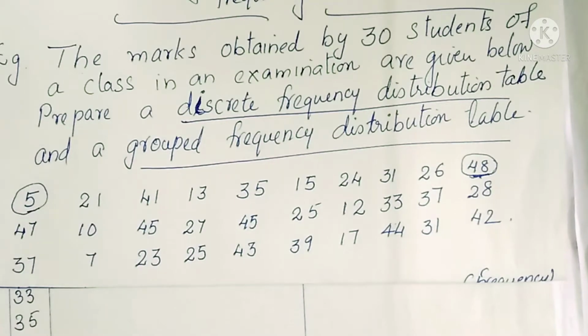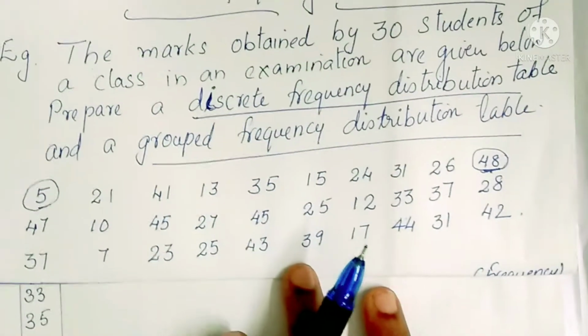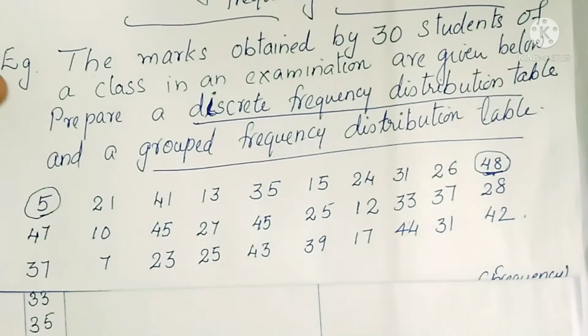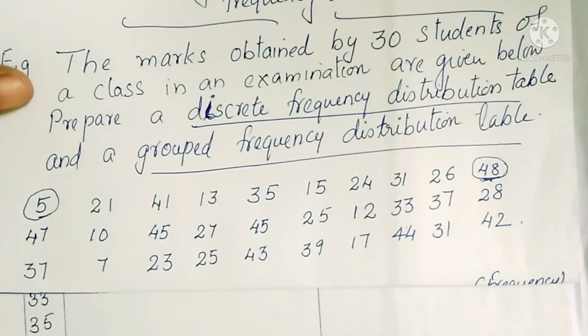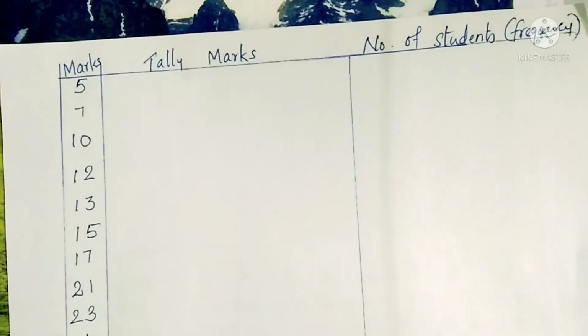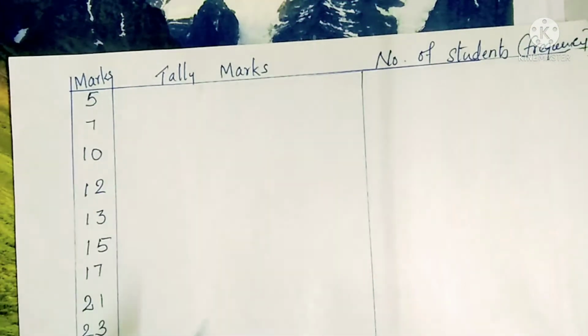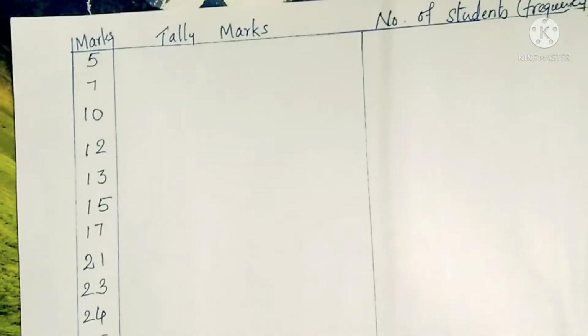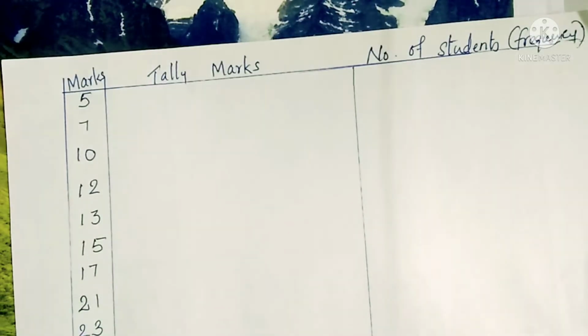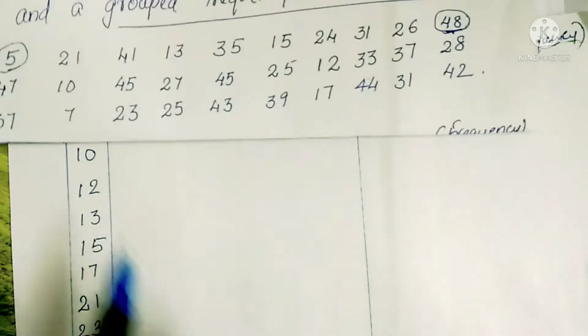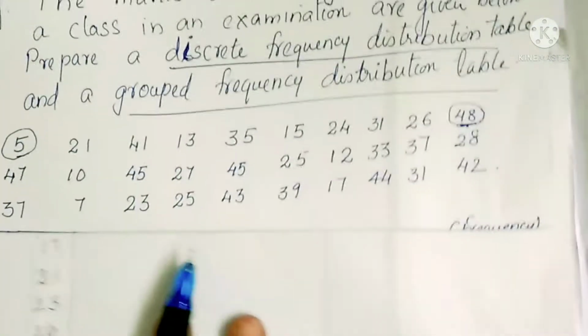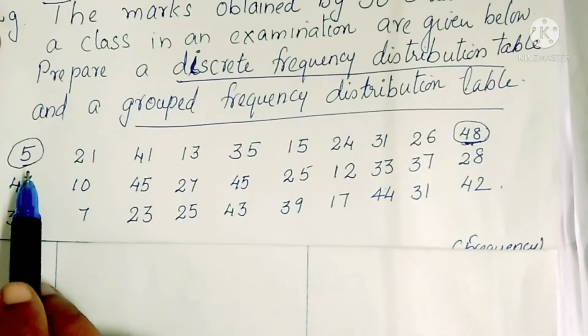Okay. Now what we will do is, using tally marks, since some of the marks are repeated, we have to find that out. For that, we need to arrange these marks in ascending order. Otherwise, if you write 5, 6, 7, 8, 9 to 48, it will be a very long table. Even now it is a little longer table, but now let us look at this question.